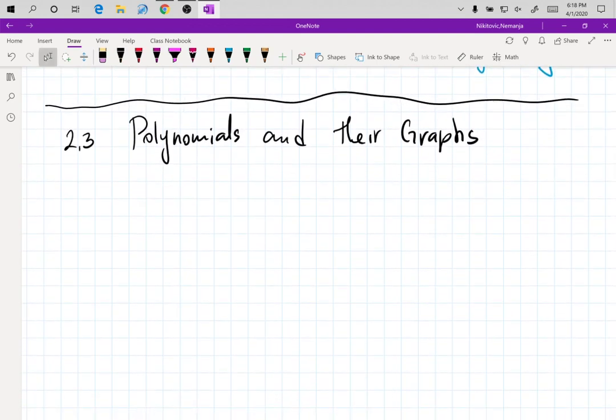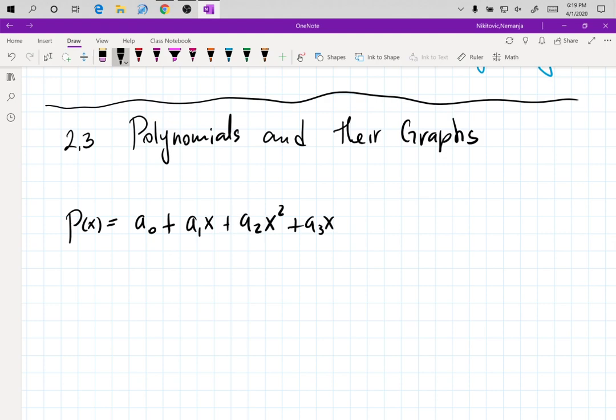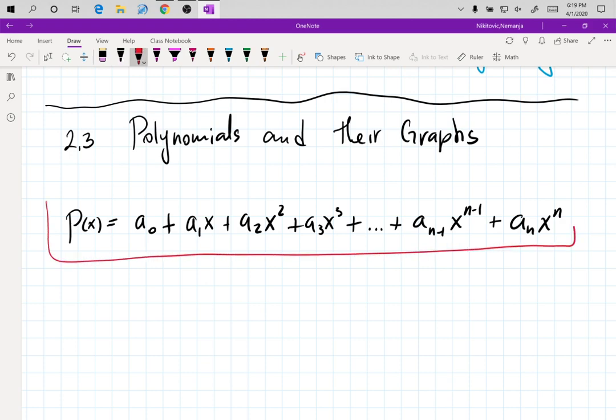Now this one was about what? This one is about polynomials of any degree. Any degree. So we said that polynomial p of x, you can also call it f of x, would be a0 plus a1x plus a2x squared plus a3x cubed plus dot dot dot plus an minus 1 x to the n minus 1 plus an x to the n. So this was the formula for polynomials.